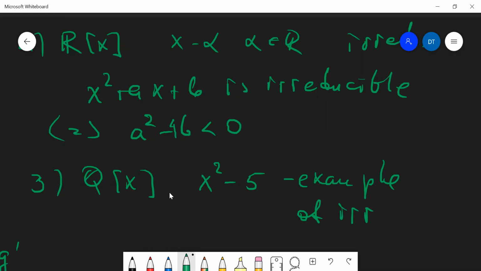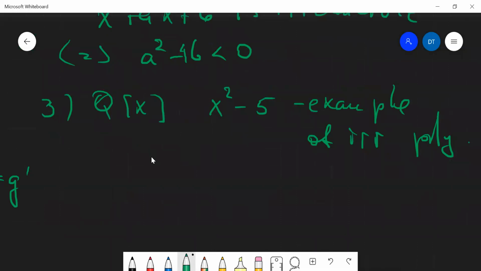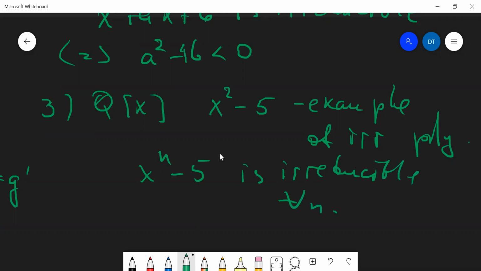of an irreducible polynomial. And actually, in case of the rational field, for every degree, we can find an irreducible polynomial of that degree. For example, x to the n minus 5 is irreducible for any n. I'm not going to prove this, but I want you to know the examples and the fact that for rational numbers, for any possible degree, you can find an irreducible polynomial, and this is an explicit example.